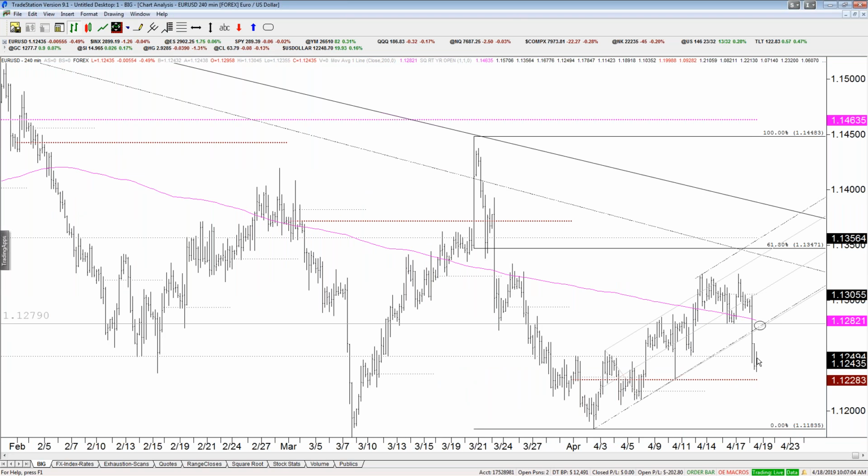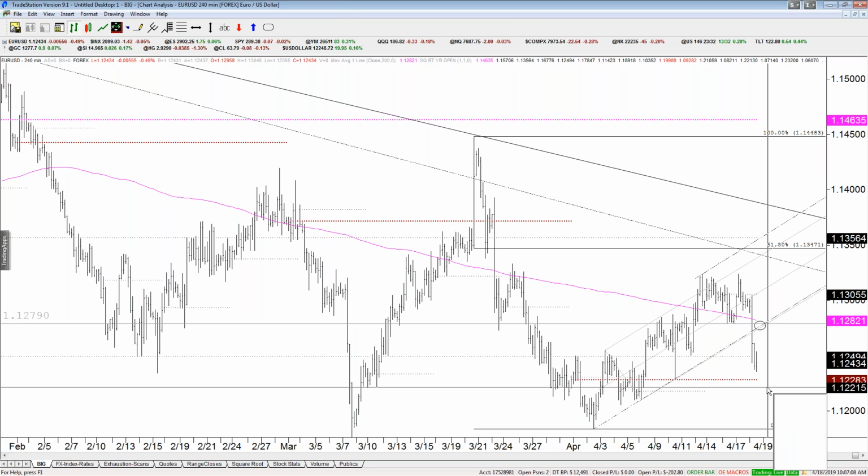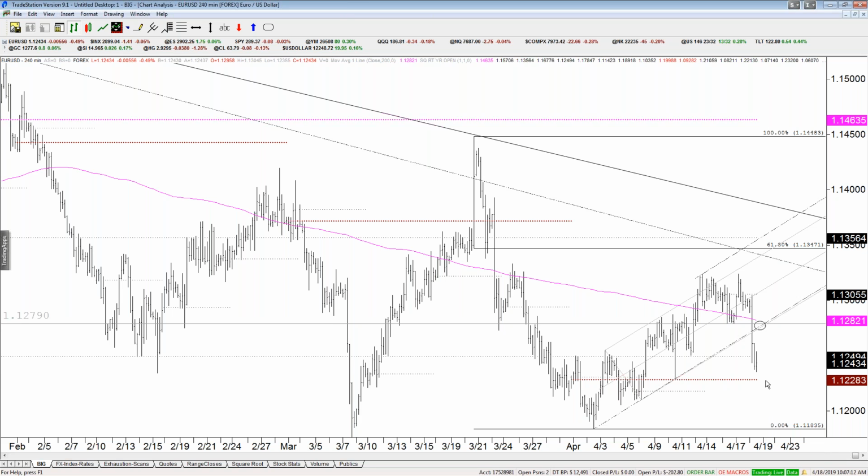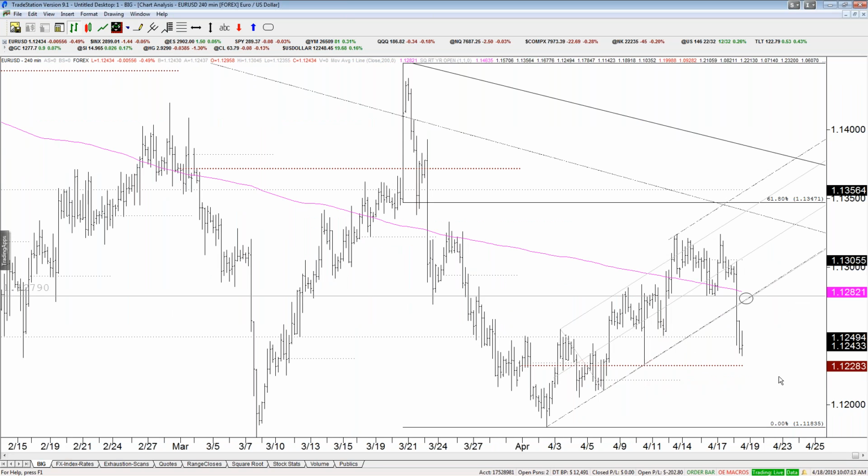I don't really see that right now in Euro. I do see that a little more in maybe Kiwi and maybe Aussie. We'll get to that in a second. But all I'm going to say here on Euro is kind of know that you're at a short-term level of potential support right now.